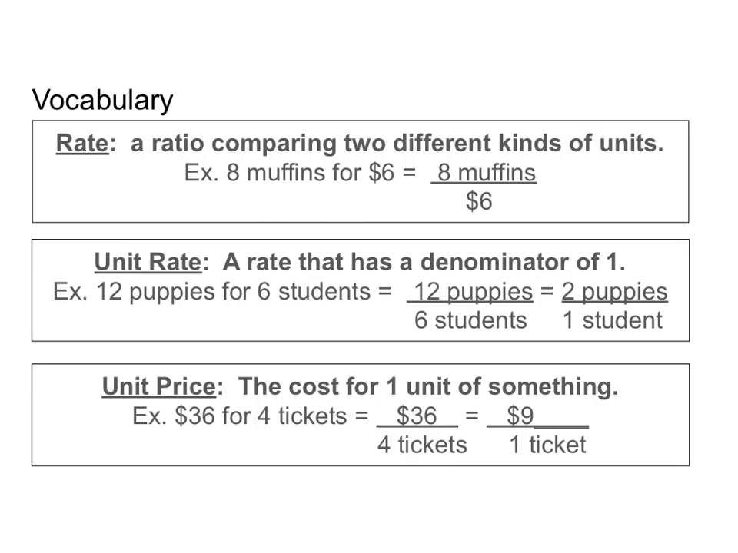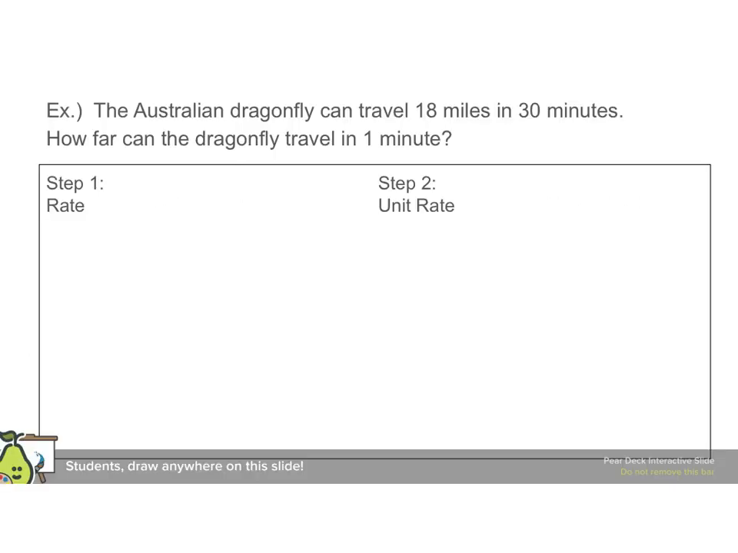Here's our vocabulary again. So we have rate, which is the ratio comparing two different kinds of units. We have a unit rate, which is the rate that has the denominator of 1, and then the unit price, which has the cost for 1 unit of something. So a unit price is just dealing with price. It has to have price in it. A unit rate is anything that has a 1 on the bottom, or 1 in the denominator.